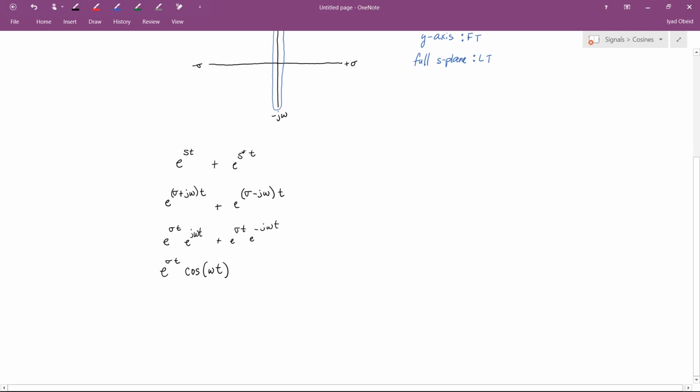So if we were to plot this, let's think about what that function would look like. What we have is a cosine, and that cosine, instead of having a constant amplitude, is going to have an amplitude that's a complex exponential. Let's see if I can draw that reasonably well.